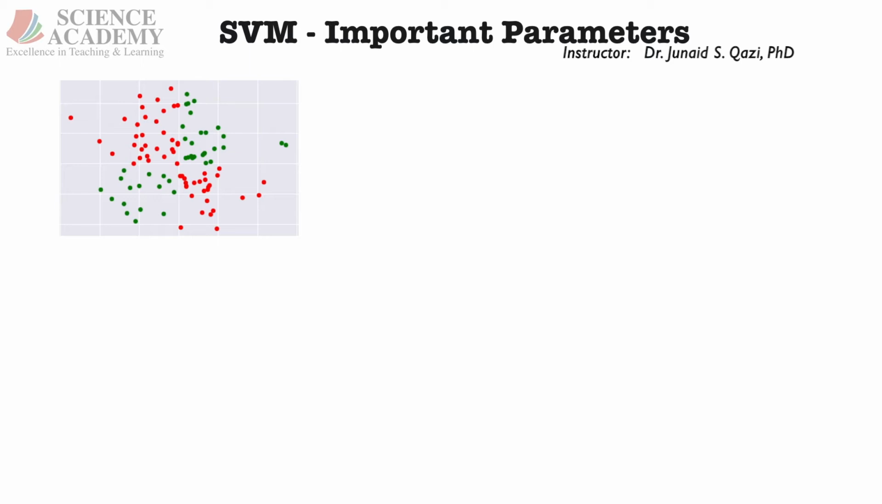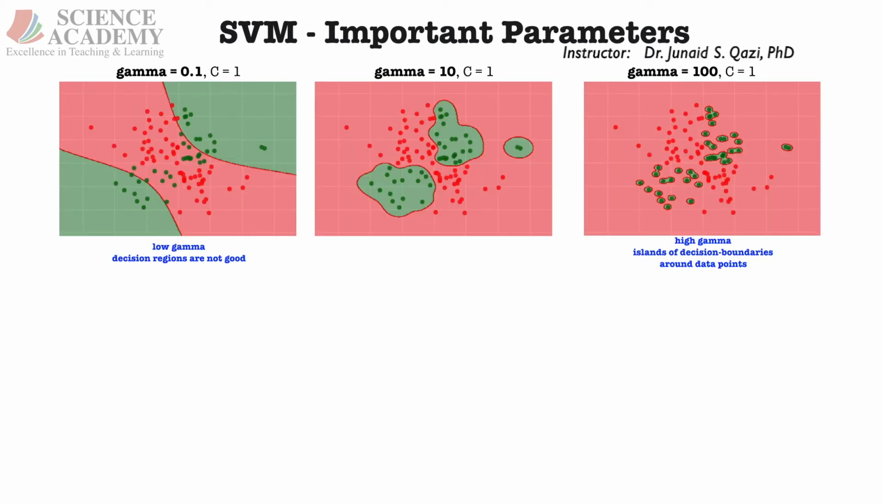We can say green for true or 1 and red for false or 0. We want to train our SVM classifier. Let's see how gamma and C work on this given dataset using RBF kernel. So let's see the effect of gamma first. The behavior of the model is very sensitive to the gamma parameter.